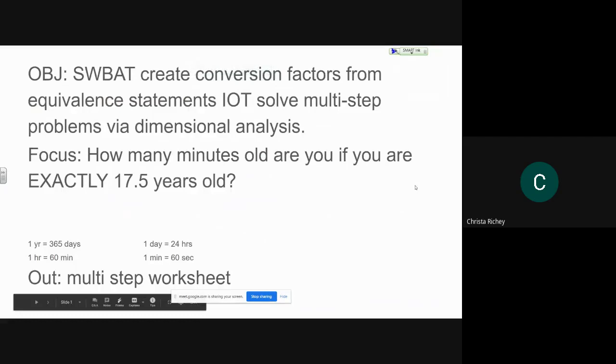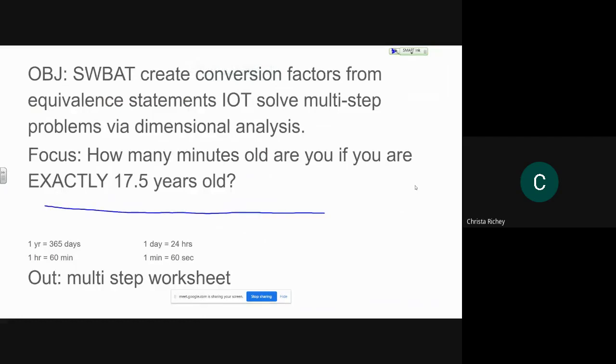So I'm going to draw out a large line because I don't know how many steps this is going to take. I just know it's more than one. And what is the only thing that you're starting with in the question? Yeah, the 17.5 years. And where do we start filling in one of these fence posts? The top left. So I'm starting with 17.5 years, and I have to convert.